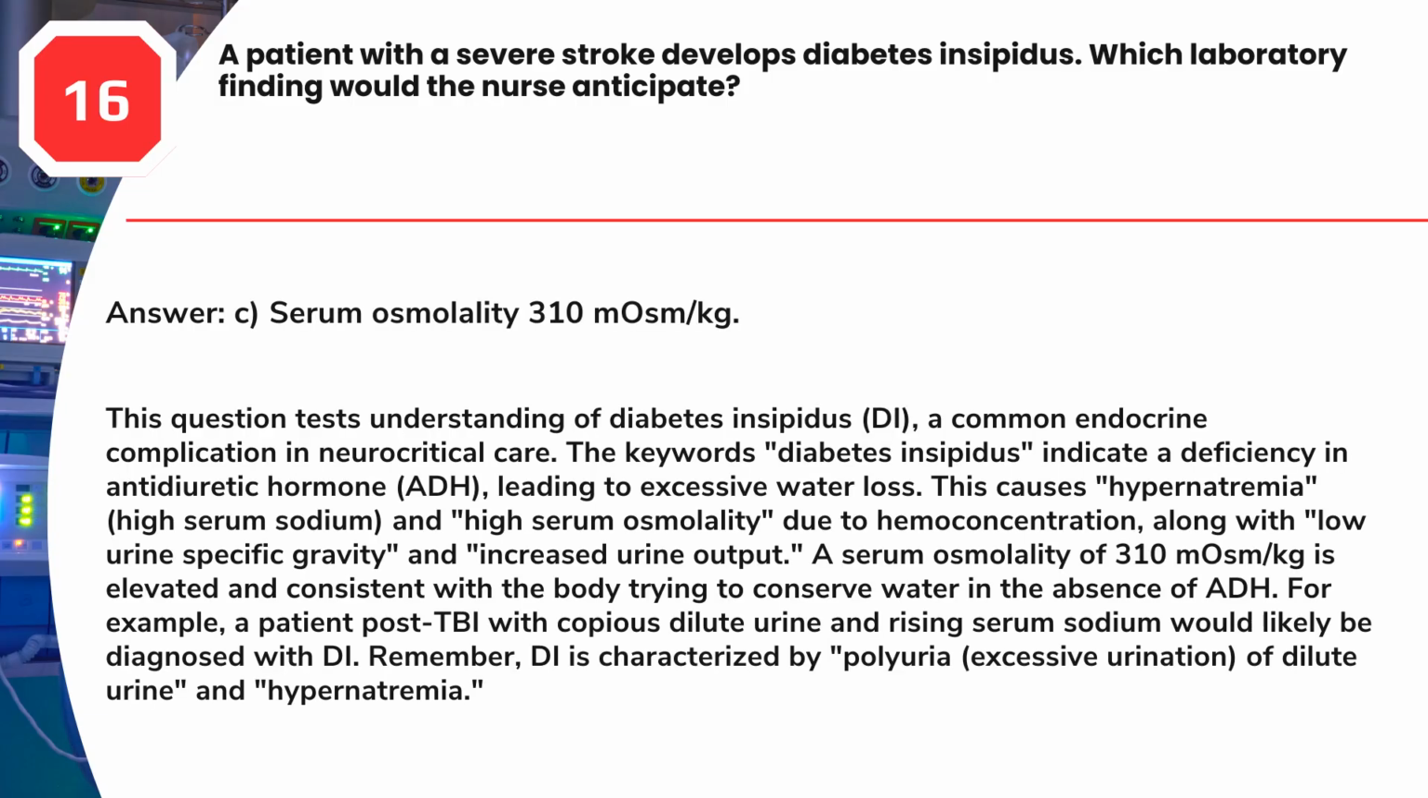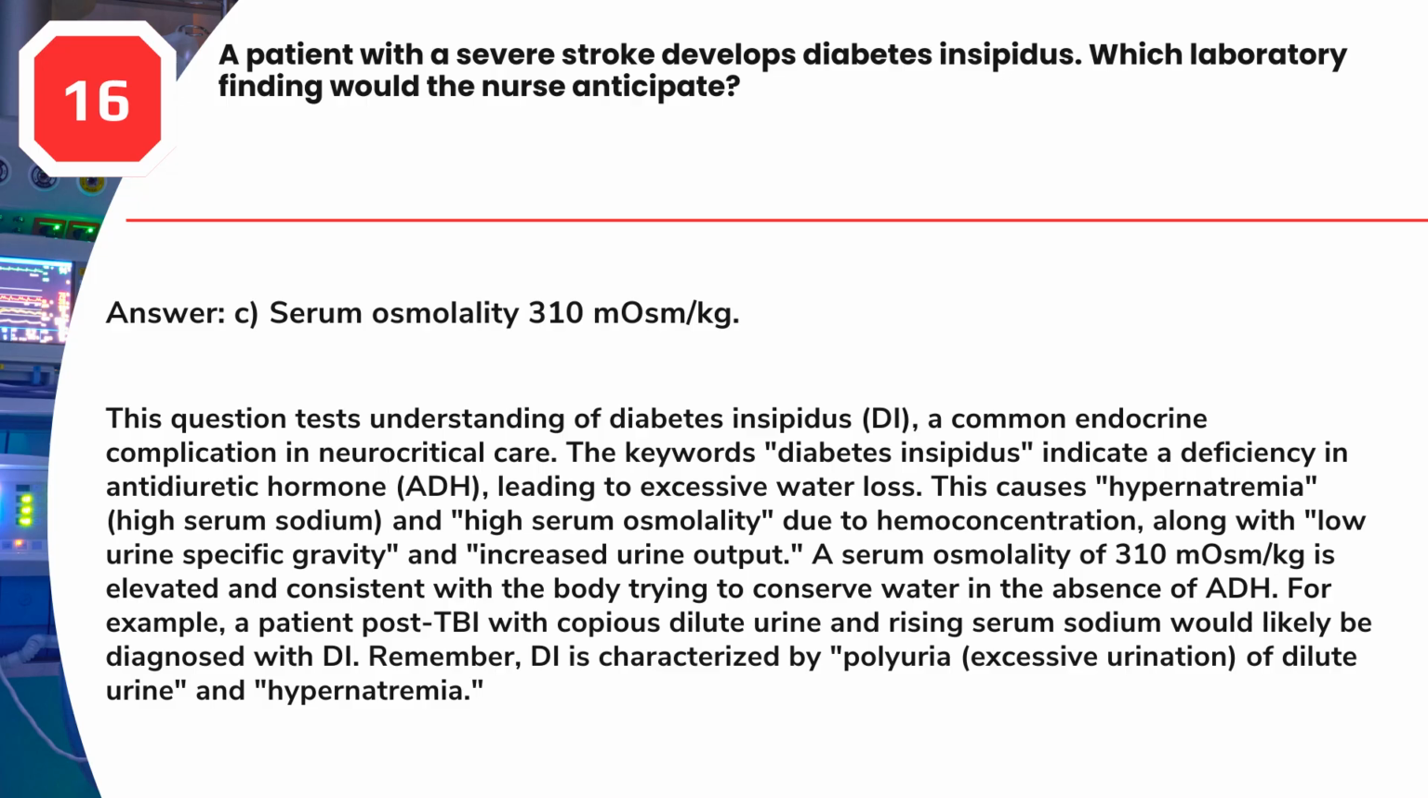Answer: C. Serum osmolality 310 mosm/kg. This question tests understanding of diabetes insipidus, DI, a common endocrine complication in neurocritical care. The keywords diabetes insipidus indicate a deficiency in antidiuretic hormone, ADH, leading to excessive water loss. This causes hypernatremia, high serum sodium, and high serum osmolality due to hemoconcentration, along with low urine-specific gravity and increased urine output. A serum osmolality of 310 mosm/kg is elevated and consistent with the body losing water in the absence of ADH.